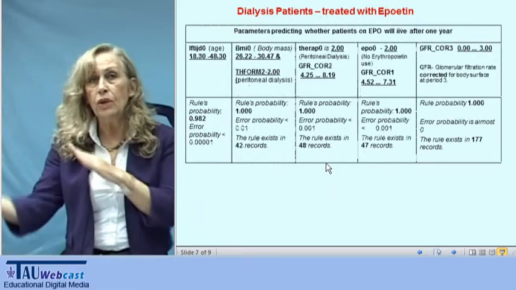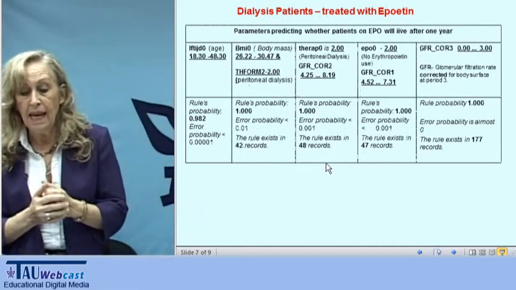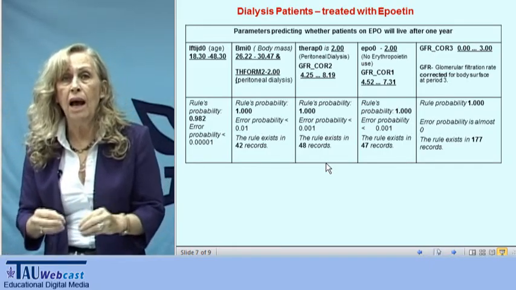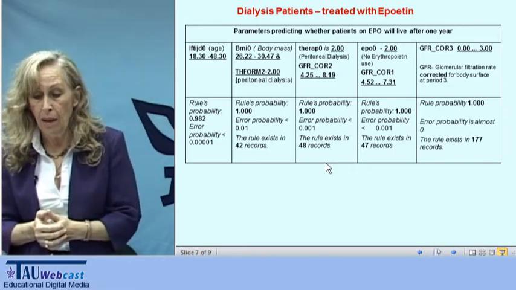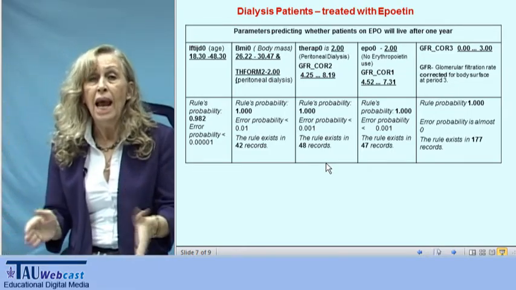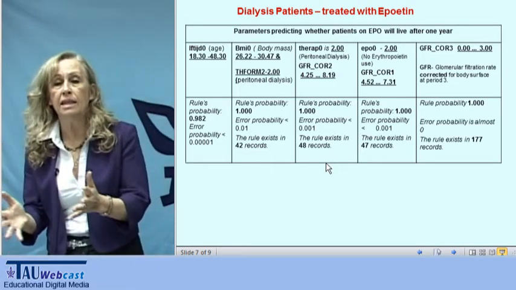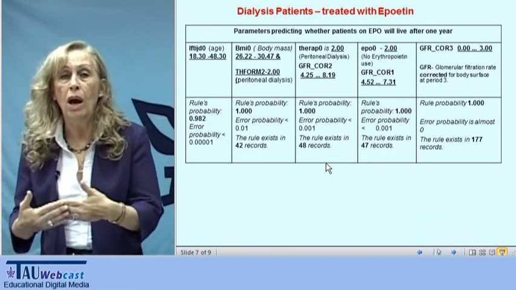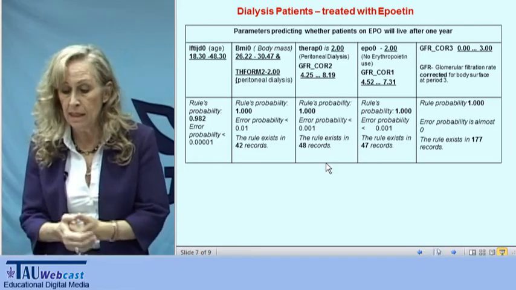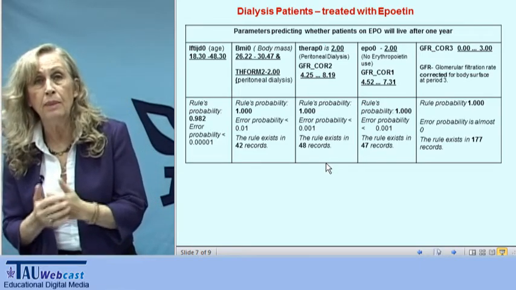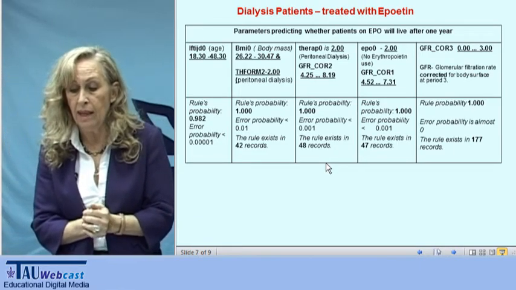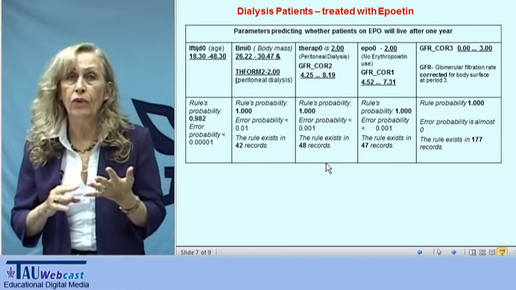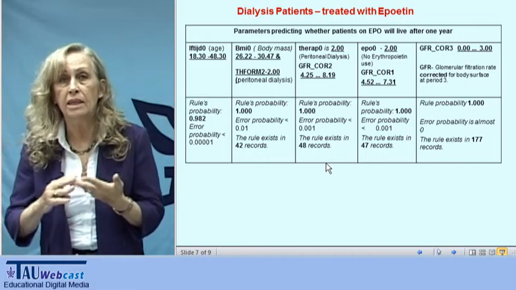Another example, just to give you a different insight, is the dialysis patients, those that are receiving apoetin administration. The question in this data set was whether they can survive. How problematic is the apoetin administration to those dialysis patients. And here we were looking at those who survived 1 year, 3 years, and 5 years.